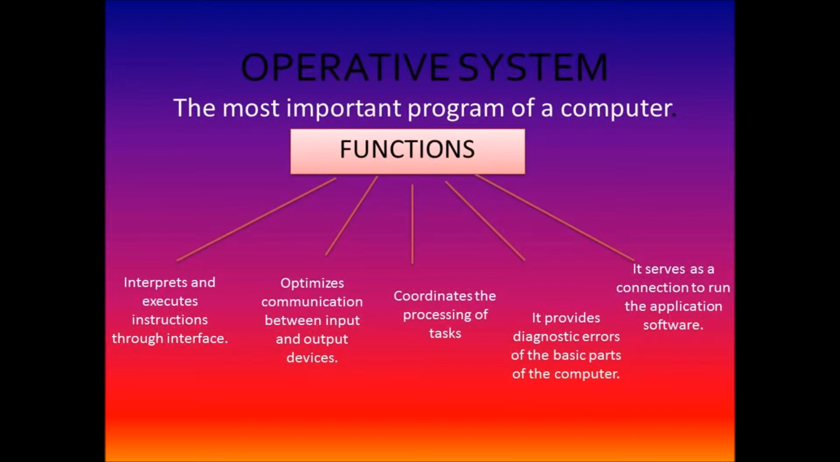Operative system. The most important program of a computer. The functions of the operative system are: interprets and executes instructions through interface, optimizes communication between input and output devices, coordinates the processing of tasks. It provides diagnostic errors of the basic part of the computer. It serves as a connection to run the application software.